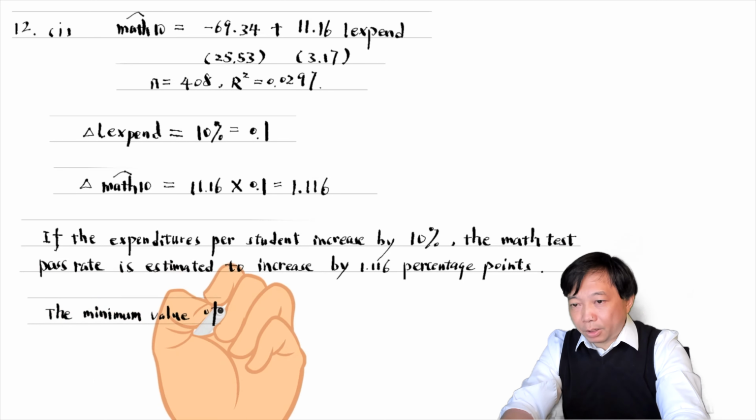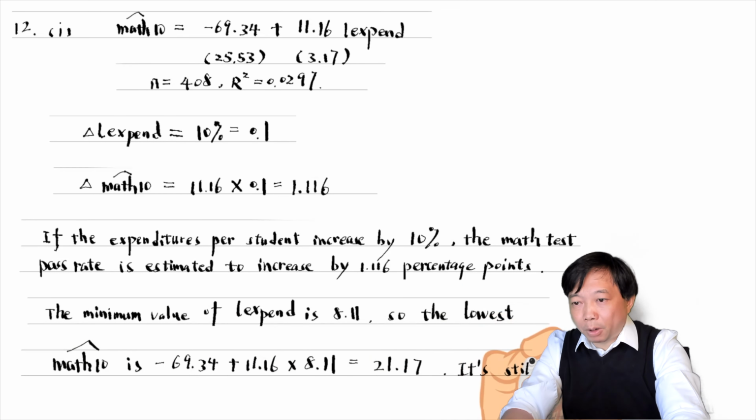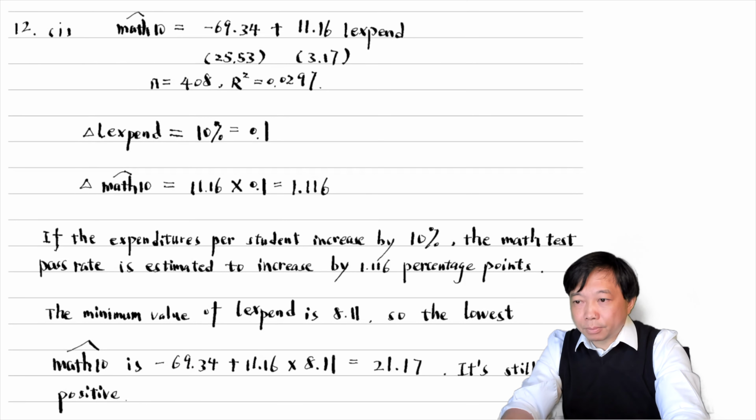The minimum value of log expenditures is 8.11, so the lowest pass rate is 21.17 percentage points. It is still positive. There's no problem with a negative intercept.